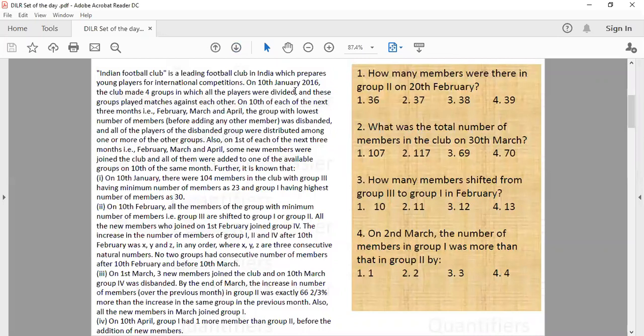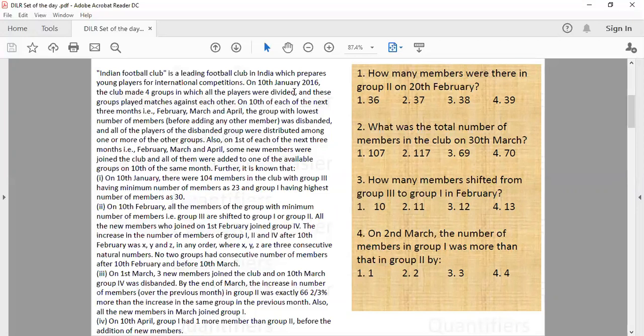It says there is a football club in India which prepares young players for the international competitions. And on 10th of January 2016, the club made 4 groups in which all the players were divided, and these groups played matches against each other. On 10th of each of the next 3 months, that is in Feb, March, and April, the group with the lowest number of members before adding any other members was disbanded, and all the players of the disbanded group were distributed among one or more of the other groups.